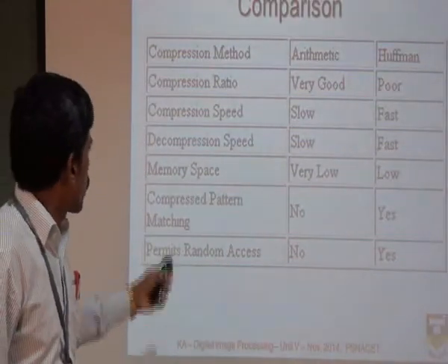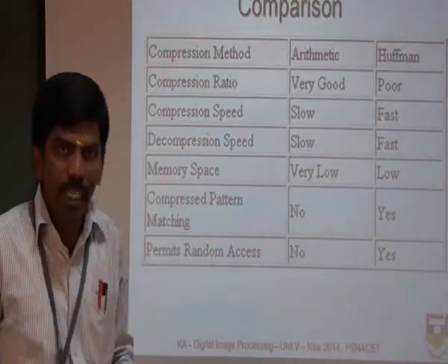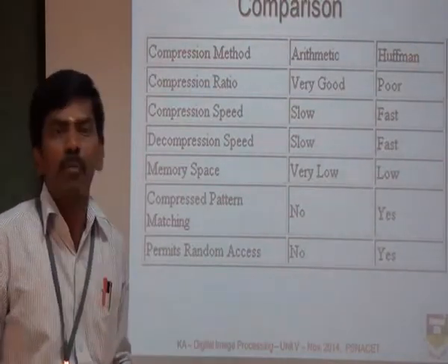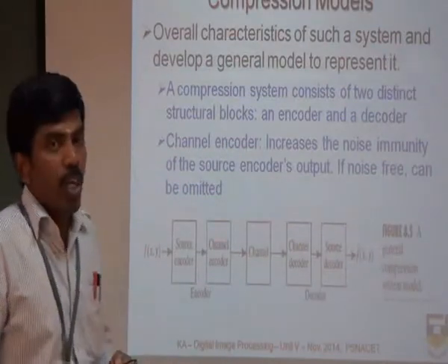Permit random access: no for both. Compression pattern matching also: in arithmetic there is no matching. But in Huffman code, that matching system can be made. That is done. So this is already done for the compression method.